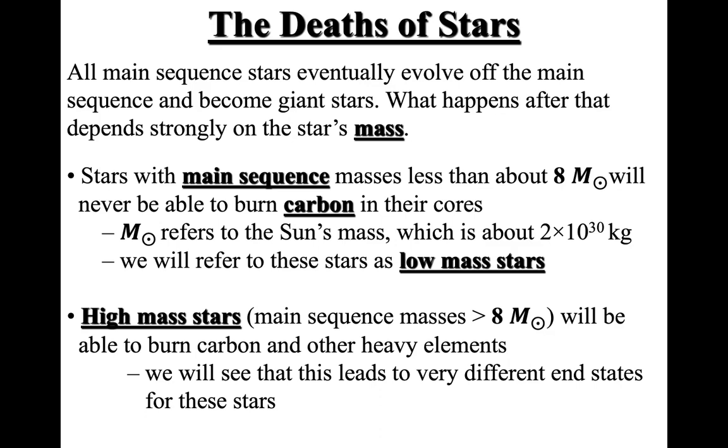Now, consider stars with main sequence masses less than 8 solar masses. The main sequence mass is the mass of the star when it is in the main sequence, because you will see that the star loses some of its mass during this process. These stars will never be able to burn carbon in their cores, right?